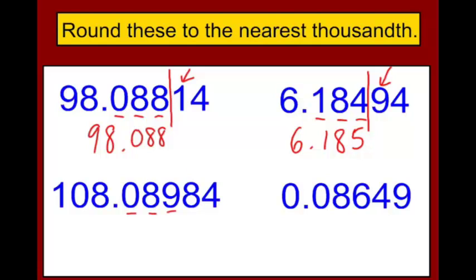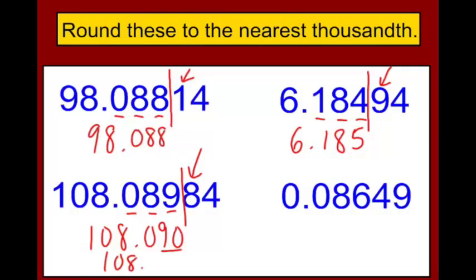Tenths, hundredths, thousandths. Let me get my door up. Who's that knocking on my back door? 5 or more. Raise the score. So we're going to raise this up from 89 to 90. And technically, if you're rounding this to the nearest thousandth, this would be 108 and 90 thousandths. However, 108.09 is the same number.